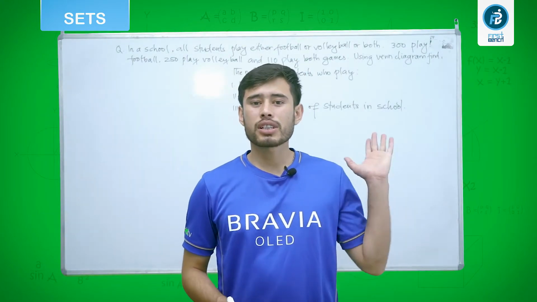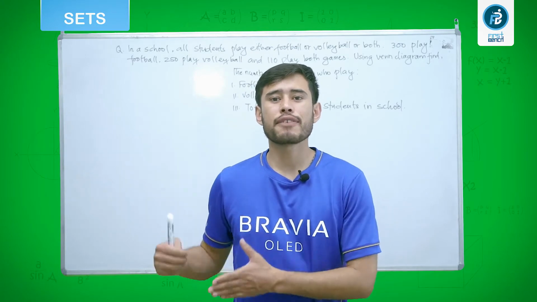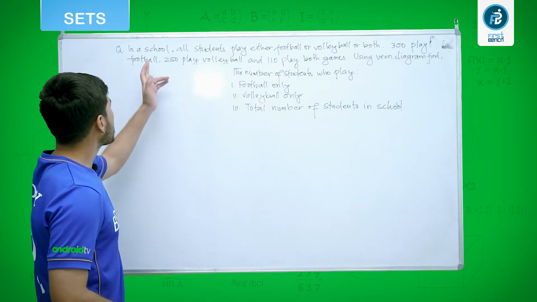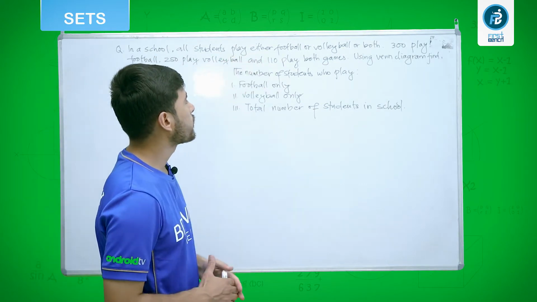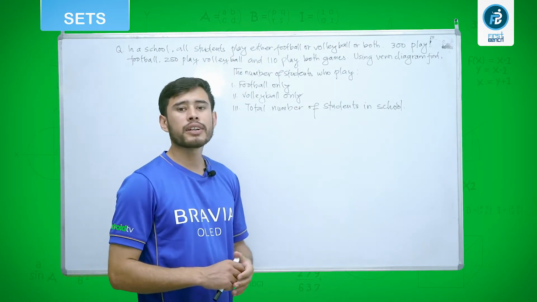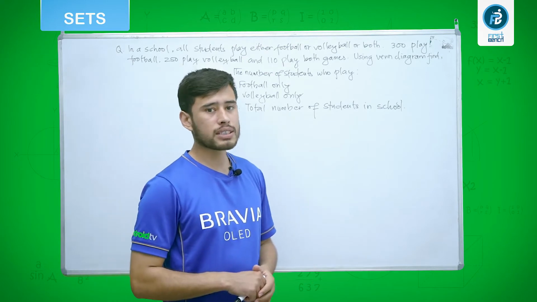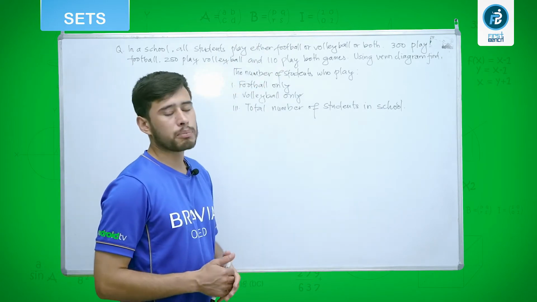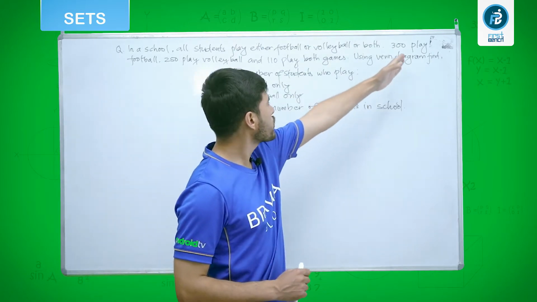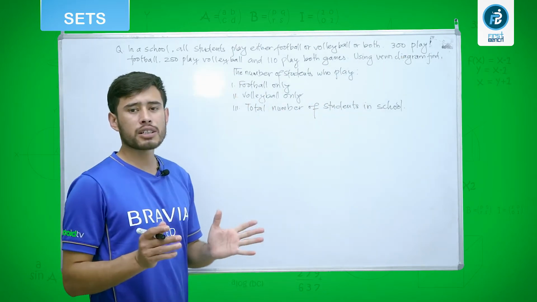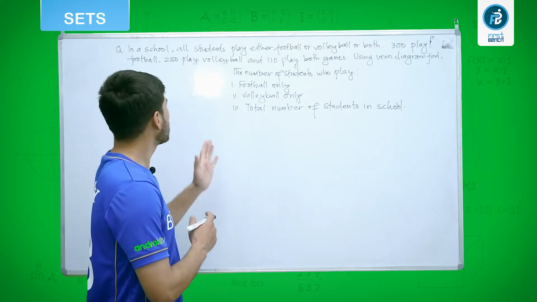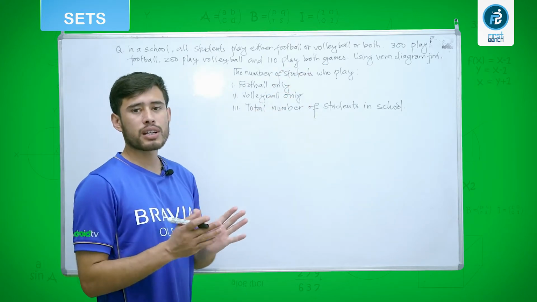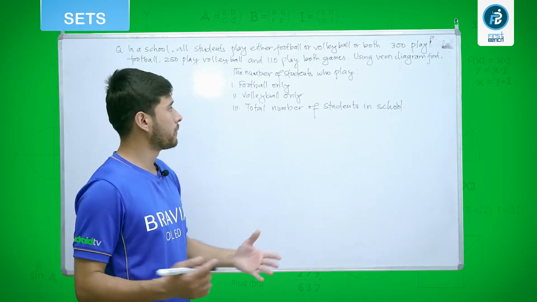Okay, now we are going to solve a problem related to sets to understand further about sets. Now let's see a question. Here, in a school, all students play either football or volleyball or both. Now in the school there is a certain number of students. They play either football or volleyball or both of the games. Among them 300 play football. Okay, 300 students play football, 250 play volleyball and 110 play both the games.